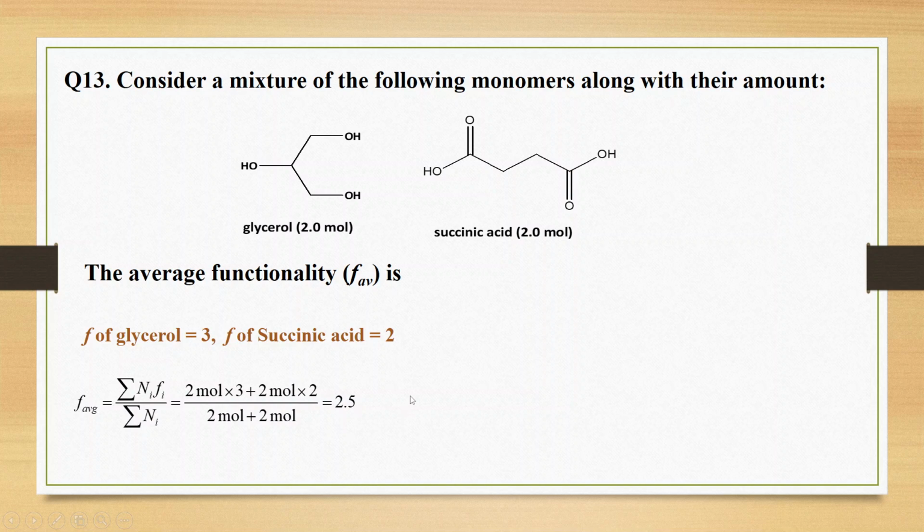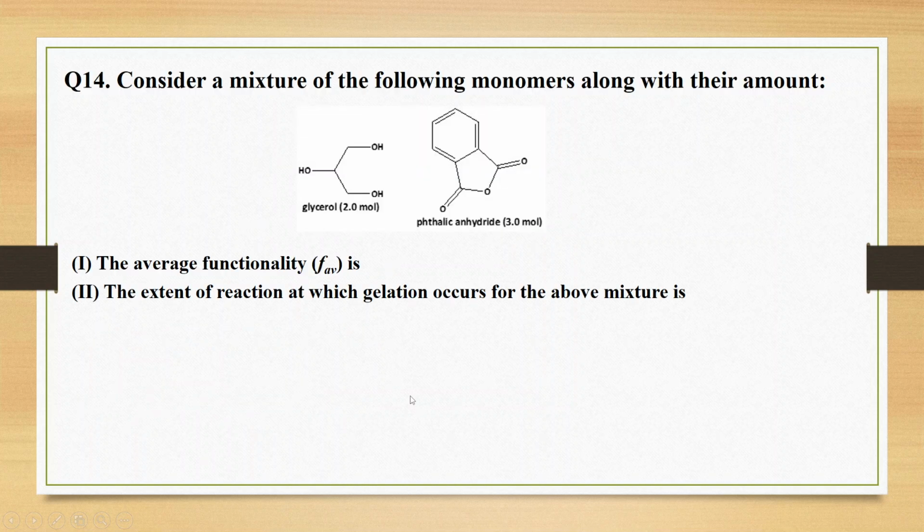Okay, so this was the easy one. Based on this similar question, I have another problem with an additional question. Now here we have glycerol and phthalic anhydride. 2 moles of glycerol and 3 moles of phthalic anhydride. First we have to calculate the average functionality, and next they have asked for the extent of reaction at which gelation will occur for this mixture.